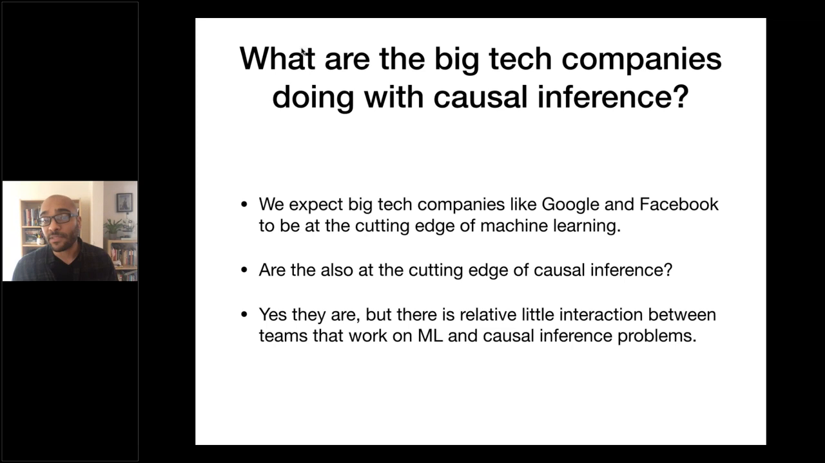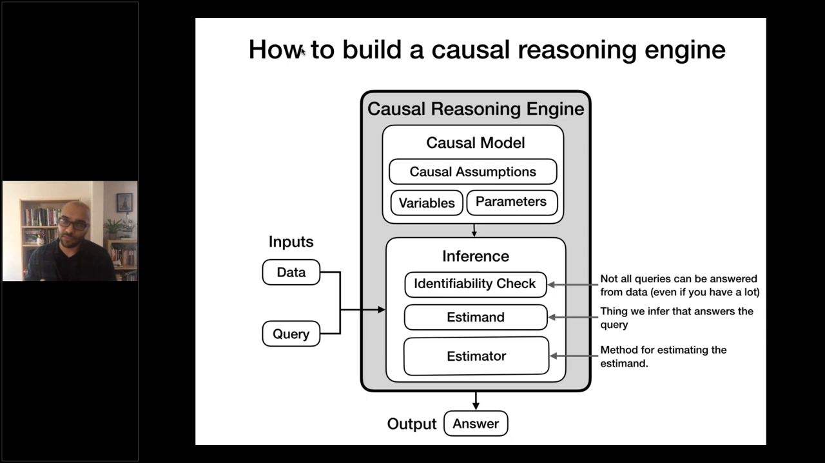To understand why, let's first see what it takes to actually build a causal reasoning engine. What I'm presenting here could actually be implemented as software. You could code this up. This could be part of your experimentation platform. But if you're doing this with an R script, or with pen and paper, you're essentially using a similar workflow, which is to say you start with a causal model. This involves some assumptions about the causal relationships between the variables in your system, and then some parameters that parameterize those relationships. Once you have that, you have this inference engine.